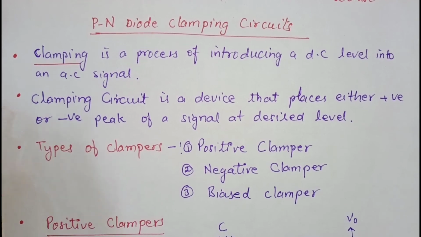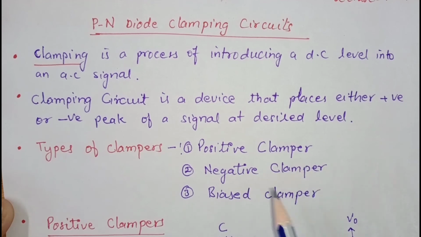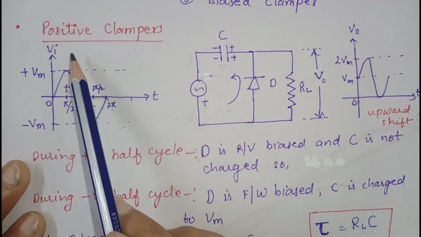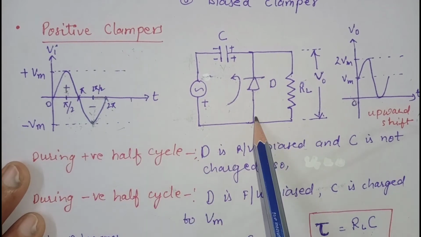We have three types of clamping circuits. The first one is positive clamper, then negative clamper and biased clamper. First, we will discuss positive clamper. This is the circuit of positive clamper.